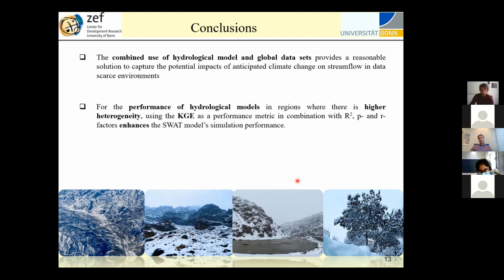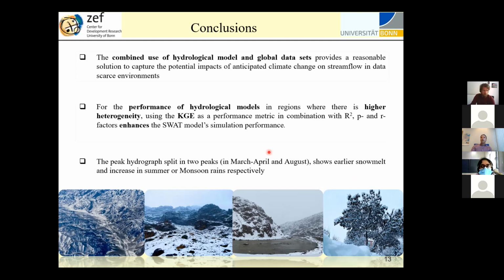We also see that where there's high spatial heterogeneity in watersheds, like as I presented, for streamflow assessment, the Kling-Gupta efficiency together with the coefficient of determination, P and R factors, enhances the model performance actually. So it's a kind of suggestion for the colleagues who might follow the same path, that these things could be helpful in their modeling accuracy.